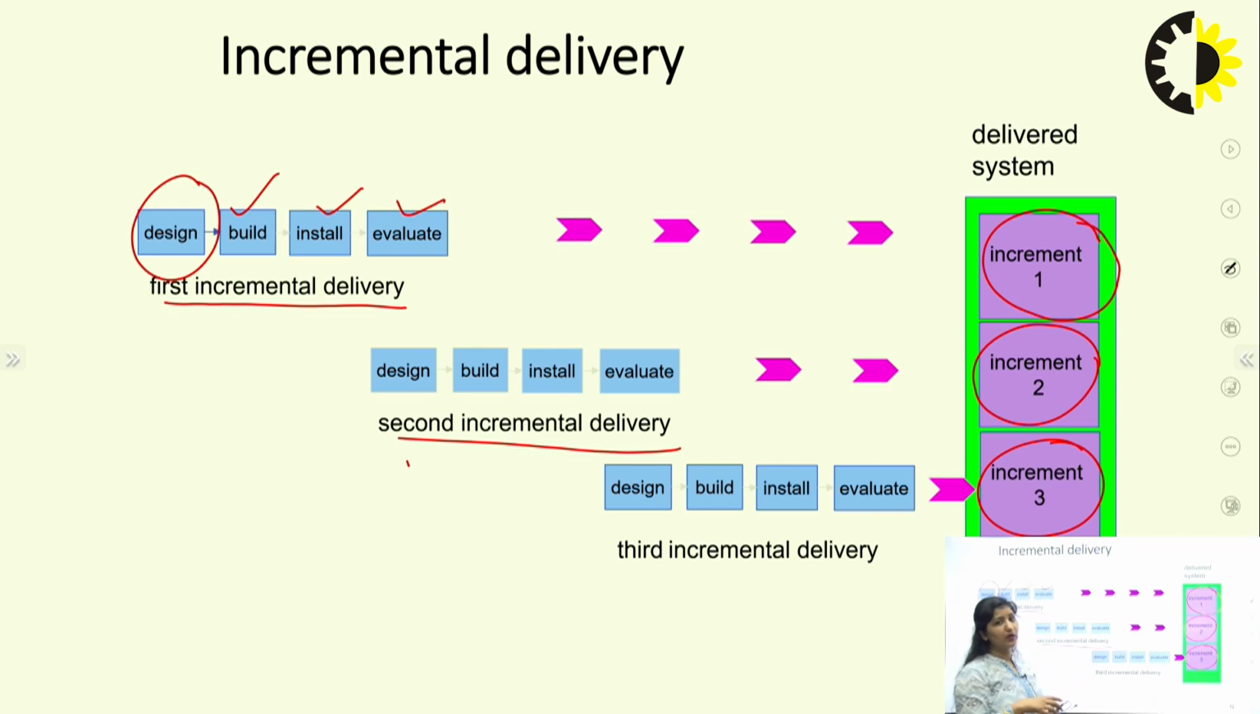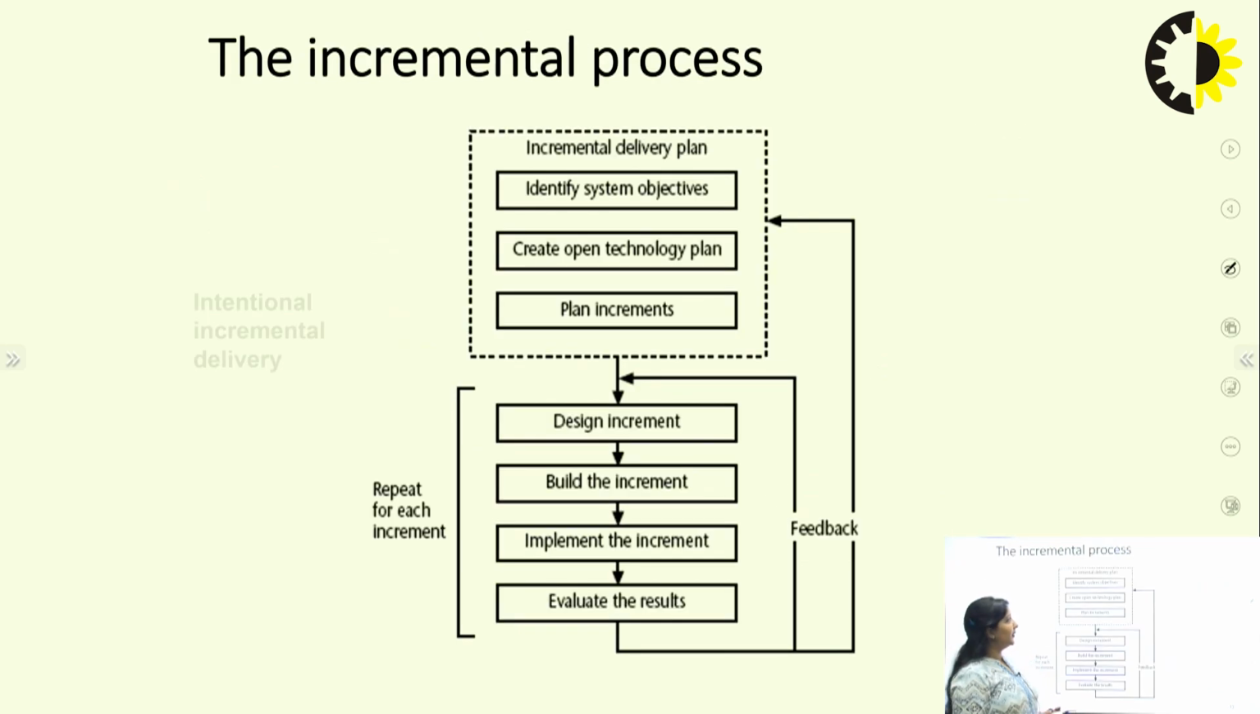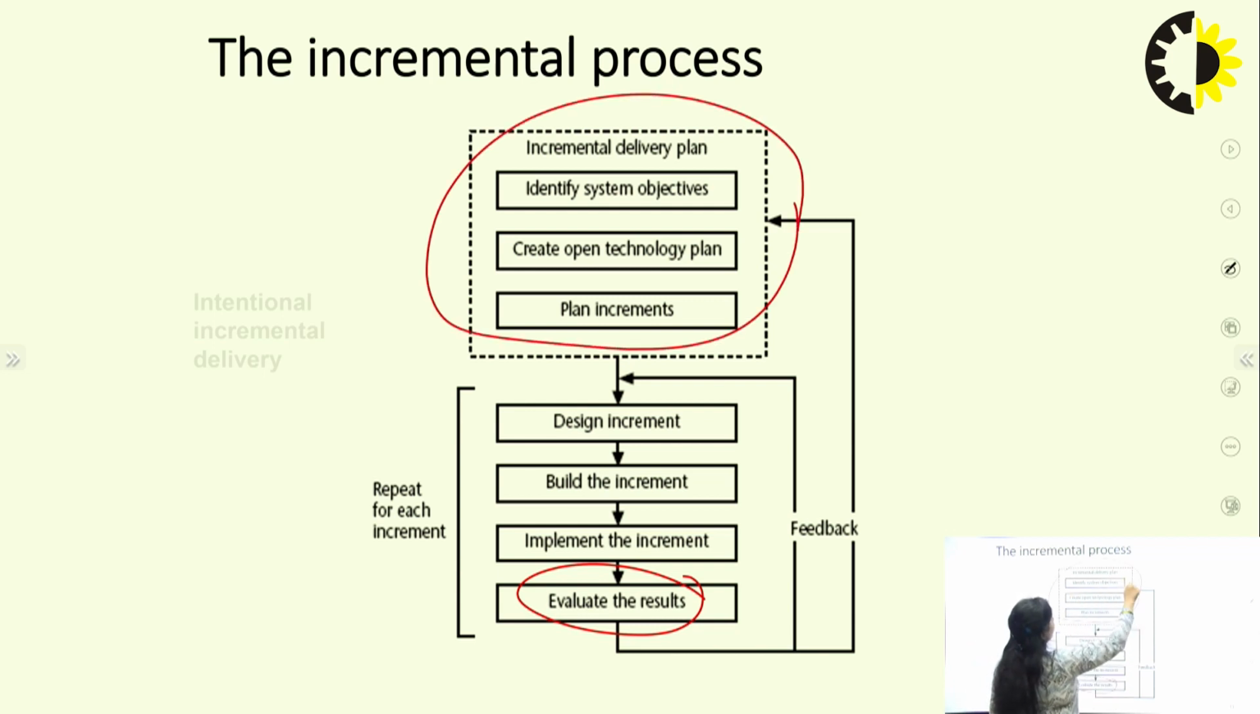So this is how these increments will be done one by one, and after every delivery, after the first increment, the feedback from the client will be taken. Only if the client is satisfied will we work on the second module for that particular delivery. This is the incremental process. For this incremental process, we have a feedback system. The feedback system will go from evaluating the result to this particular module. This is the module which we will be developing again and again. This is the iterative incremental delivery.